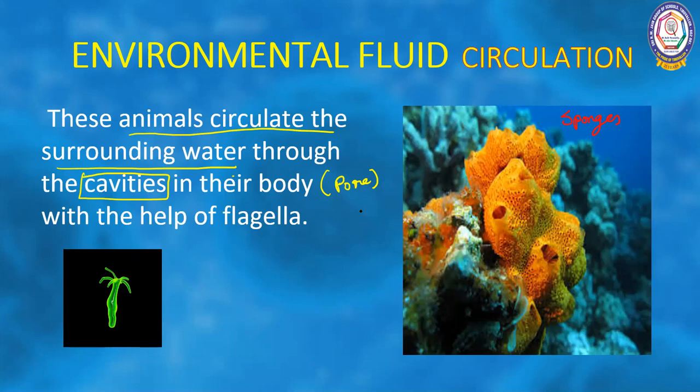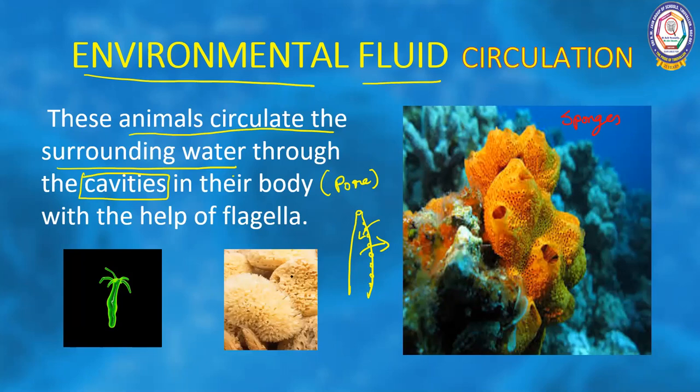I'll just draw the structure of the sponge. It's a sycon variety. It will have tiny pores on the wall, and through that the water exchange takes place, which we call environmental fluid circulation. This is another species of sponges.